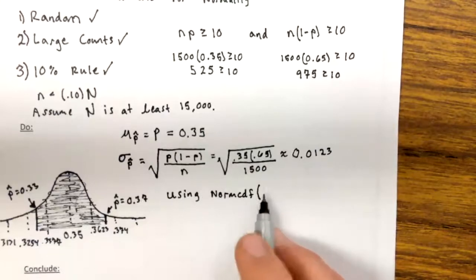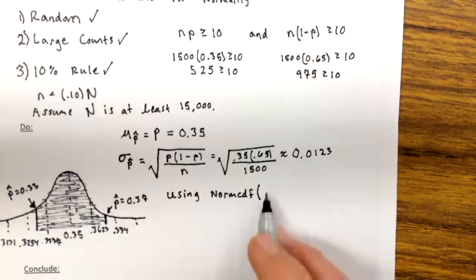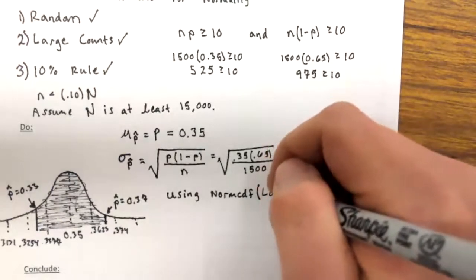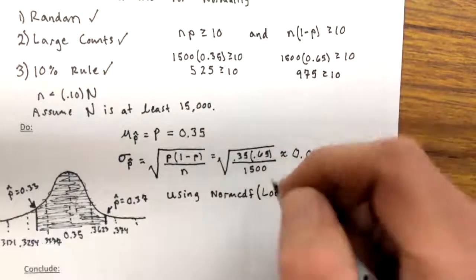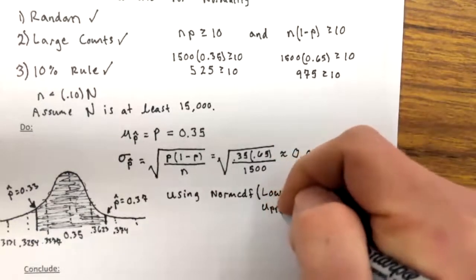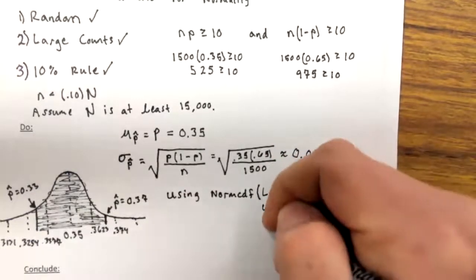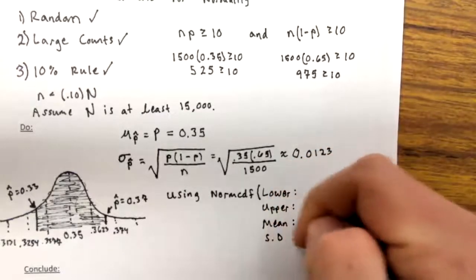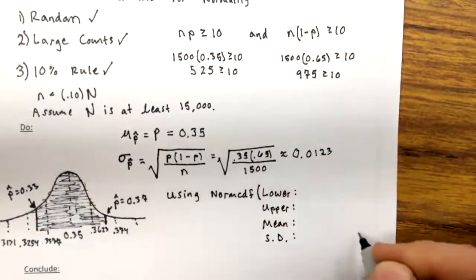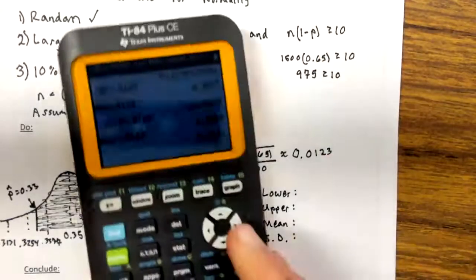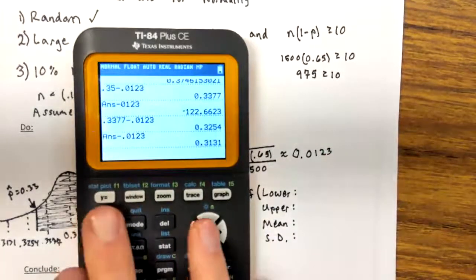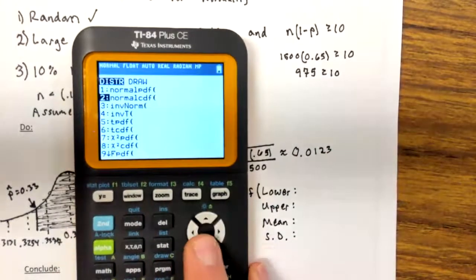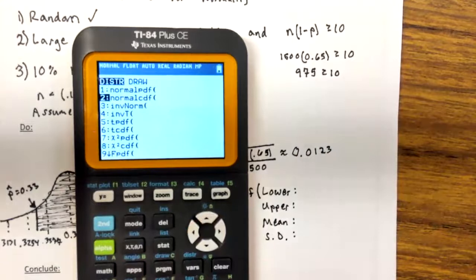Using normal CDF. Now, when you do this, in terms of showing your work on the AP exam, they're going to want you to specify exactly what you put into this function. So the first thing that you type in is the lower bound restriction, the lower amount. Then you can type in the upper amount, and then we can plug in our mean and our standard deviation. So normal CDF, how to get there is second, and we'll click on vars. And normal CDF is that second option.